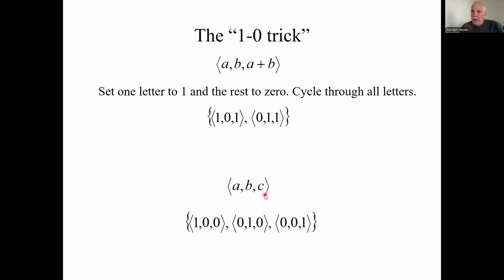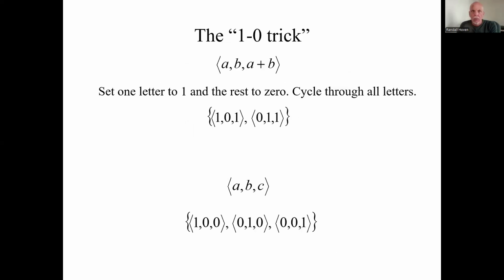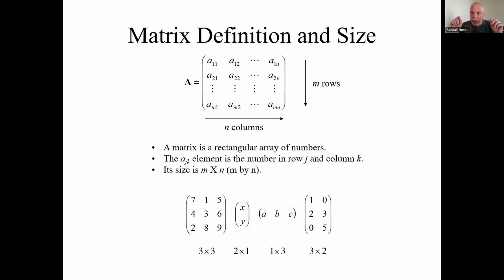If I had just a generic three-dimensional vector, R3, I need three letters to do it. Dimension is 3. The 1, 0, 0 trick gives me the standard basis. So that's two tricks for testing whether it's a vector space, finding the dimension, and coming up with a set of basis vectors. It finishes basic vectors and vector spaces and all the concepts that come along with that, like linear independence and basis, dimension, etc.